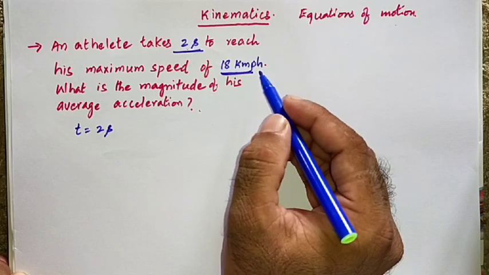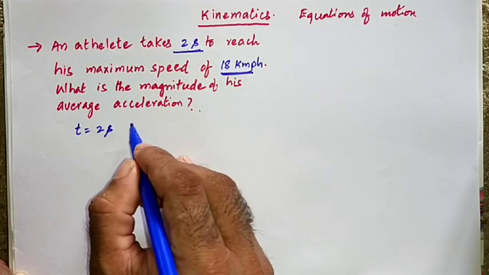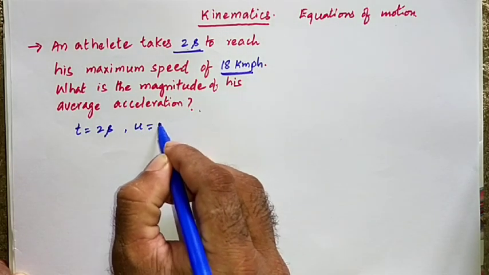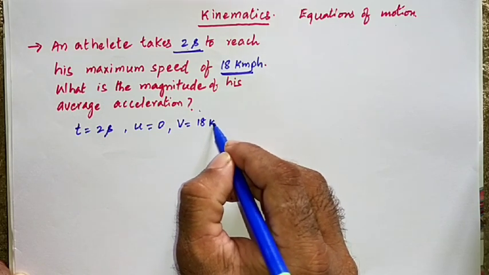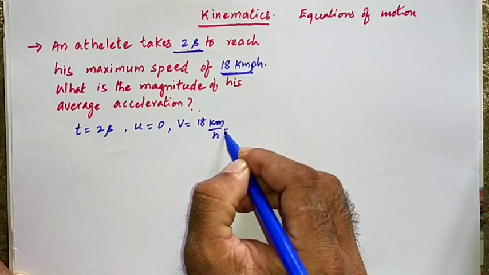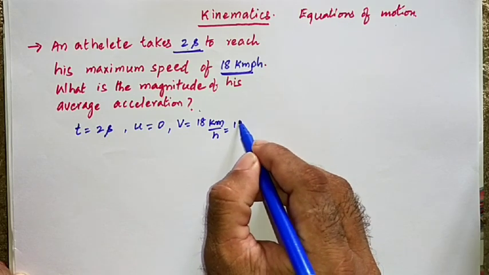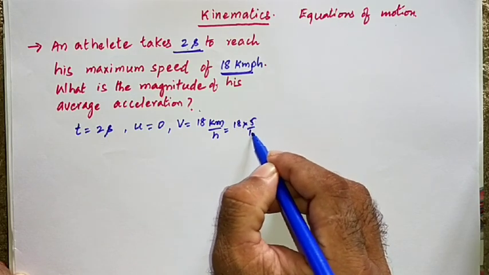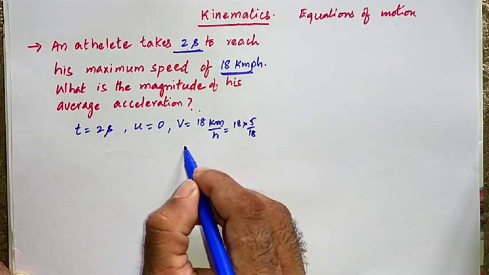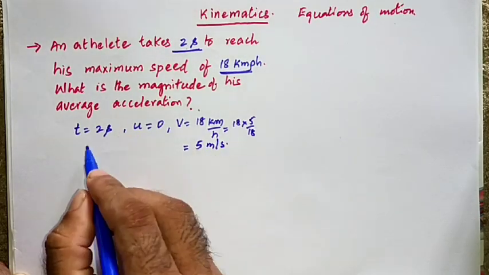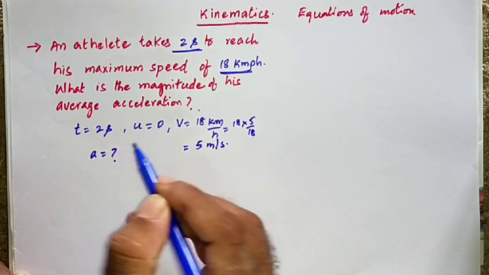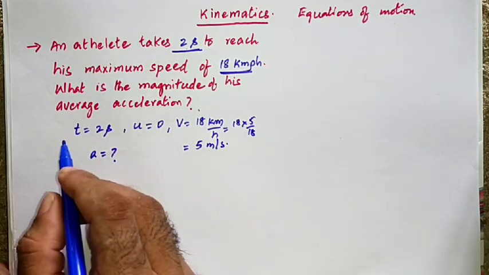So maximum speed means from where? From 0. That means initial speed is 0. Then the final speed is 18 km per hour. So we need to convert this into meters per second. You know that 18 into 5 by 18, that is how much, sir? 5 meters per second. So that we need to calculate what? Acceleration. Now this is the given data.